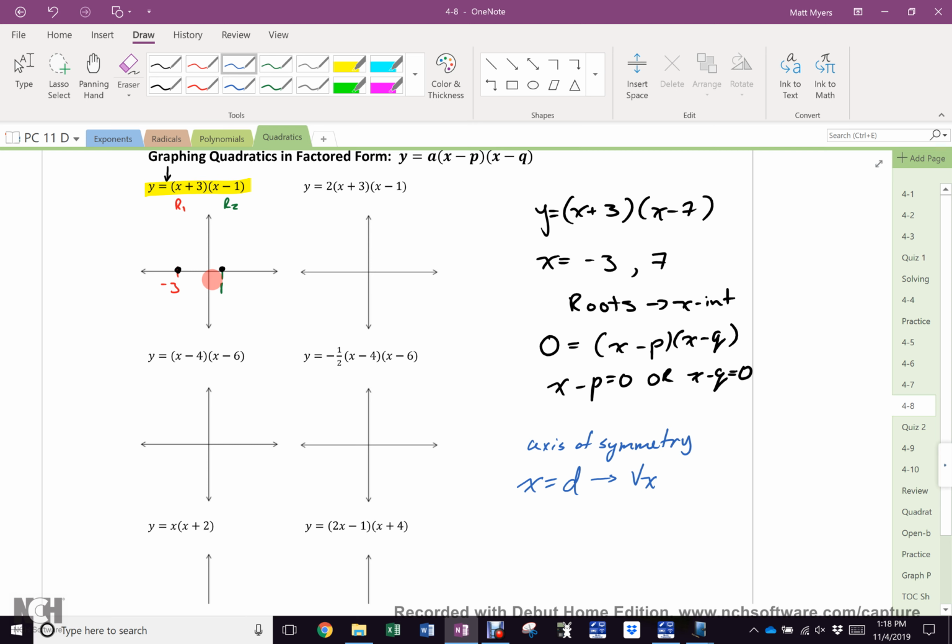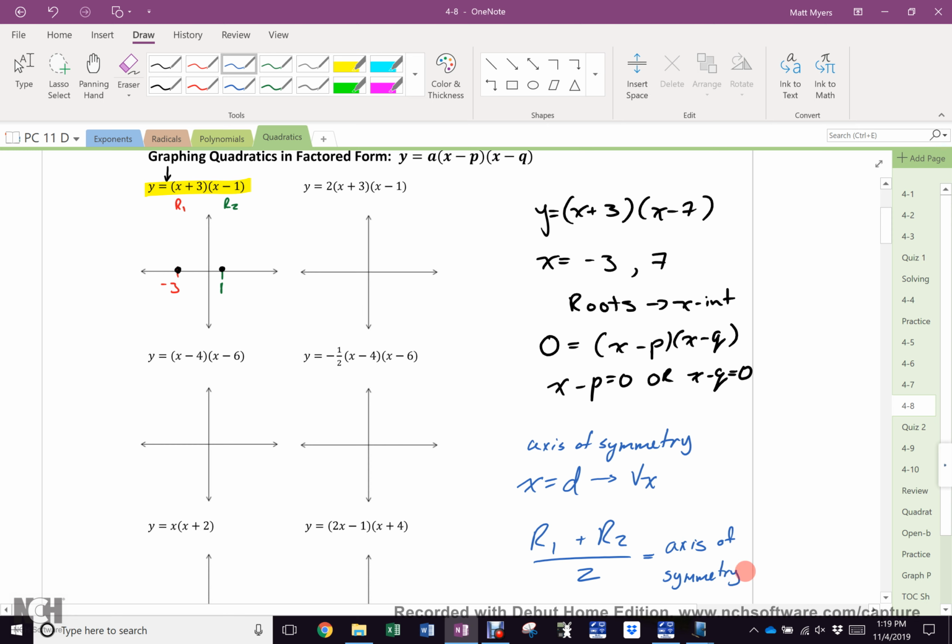Well, you add them, yes, because we're in grade 11. We don't plus things, but yes. Root 1 plus root 2 divided by 2 will equal our axis of symmetry. And of course, we did that last day, but that was a long time ago.